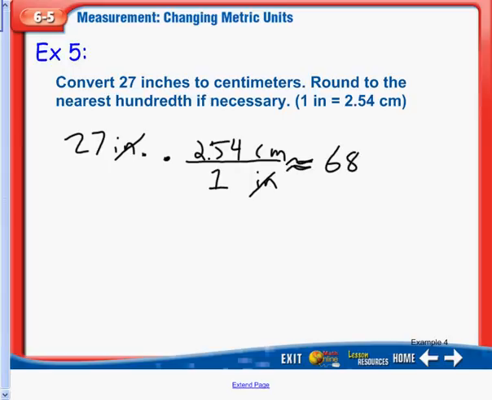And again, approximation sign, 68.58. And since this spot is a hundredth, we don't need to round. We don't have an extra spot to round off from. So we're actually complete here. We just need our label, and our label left over is centimeters. So our answer, 68.58 centimeters.